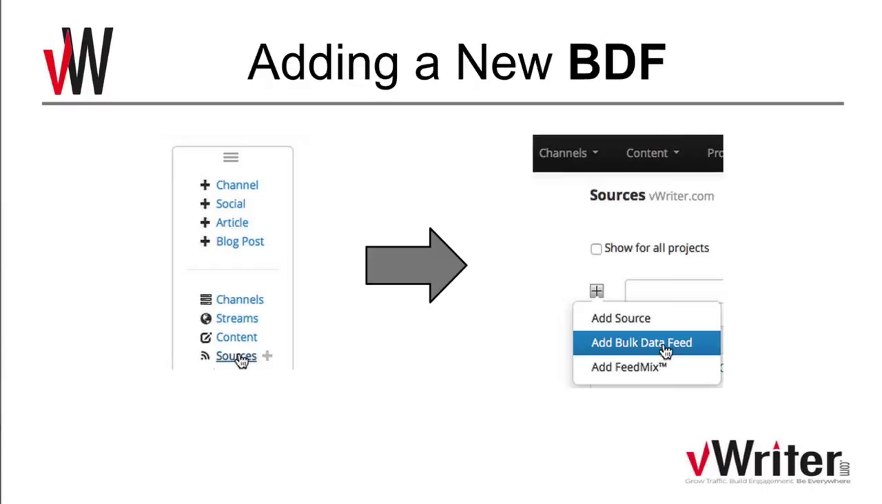So let's go into how to actually add these bulk data feeds. You would go to your content source manager, which you can access from the left-hand menu. You can see on the left there, just click sources, the link there. And once you're on your content source manager, just hover over the little plus icon there and select the add bulk data feed option there.